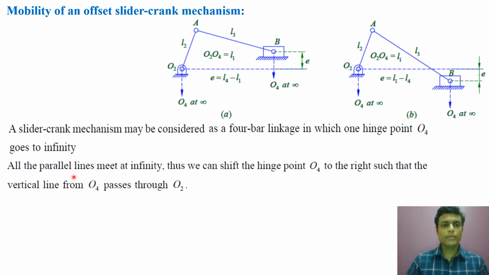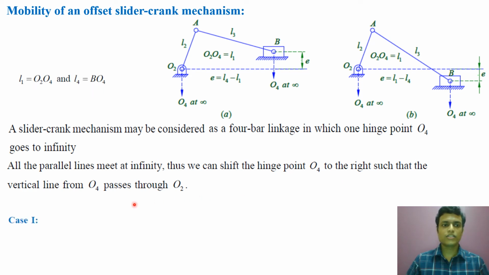So all parallel lines meet at infinity. Thus, we can shift the hinge point O4 to the right such that the vertical line from O4 passes through O2. So O4 and O2 are in the same vertical line. And I have described what is L4 and L1. So L4 minus L1 is equal to E. And this is a forward linkage. Now we can apply the condition of Grashof rules.